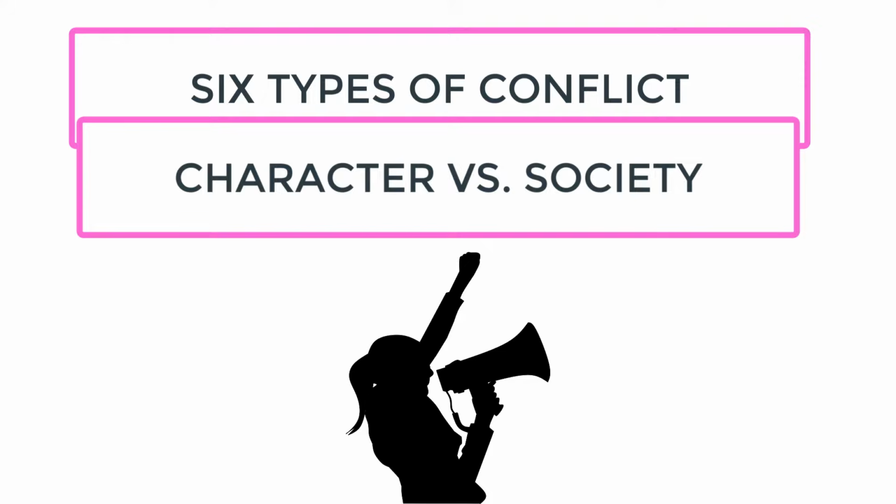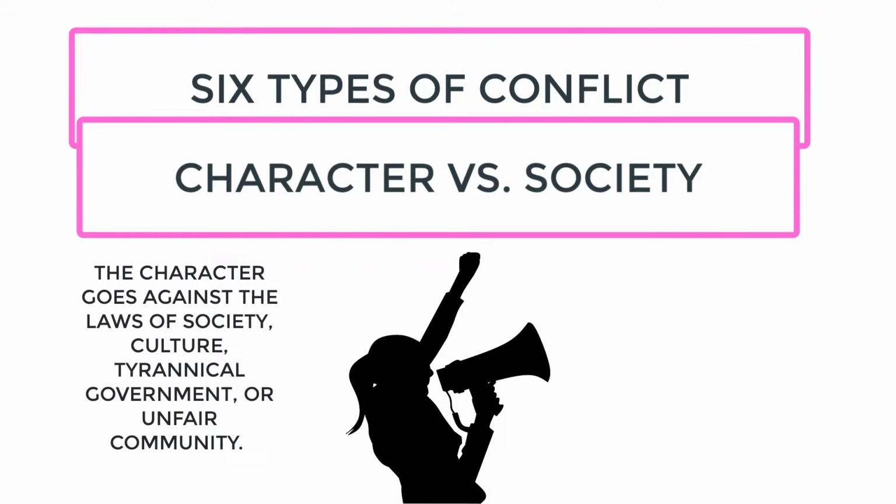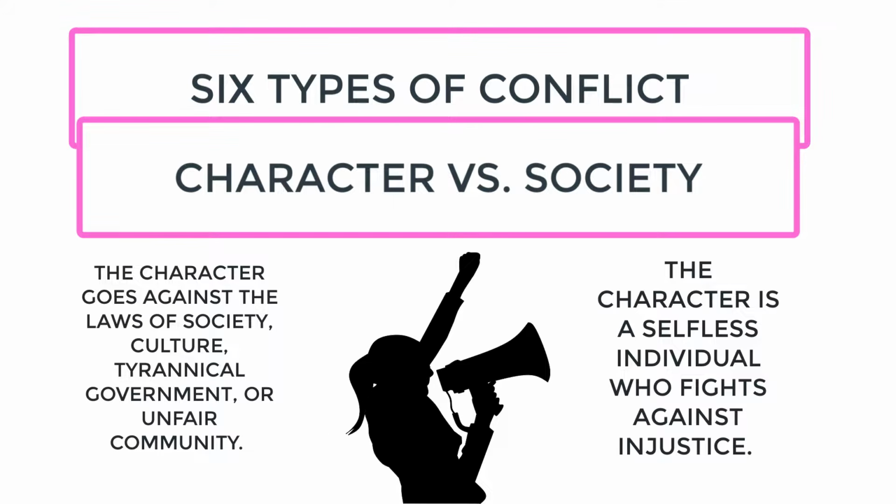Character versus society. This type of conflict occurs when a character goes against the laws of society, culture, a tyrannical government, or an unfair community. Usually the protagonist is a selfless individual who fights against injustice and wants to correct it.